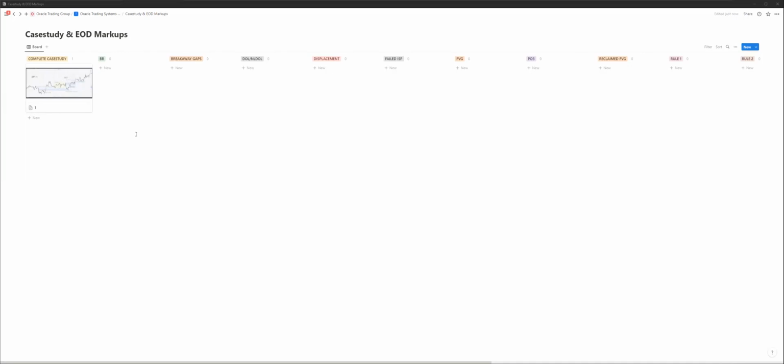So there are, oops, what just happened? Oh, yes. So there you have the concept of divergences, which we'll talk about. That's another one you can put in there. Divergences are a signal of reversal.